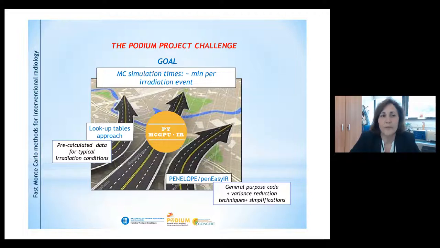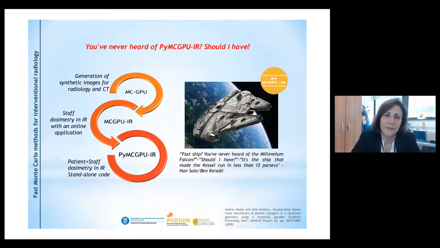One of them based on precalculated data for typical irradiation conditions. And this means, of course, that we have to look at these typical conditions and also have a lot of previous simulations ready to be used for any further calculation. Another possibility was to use a standard Monte Carlo code such as Penelope, but using as many variance reduction techniques, as many simplifications as possible to reduce the computational time. But the third option, and this is the one that I'm going to talk about more, is to use a specific Monte Carlo code adapted to this specific domain, to interventional radiology, which is this MCGPU-IR, the fast Monte Carlo code adapted to interventional radiology.